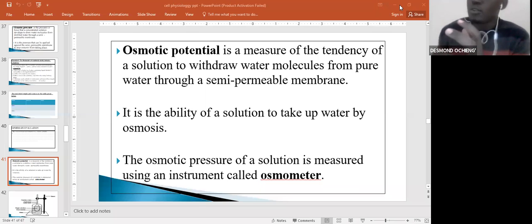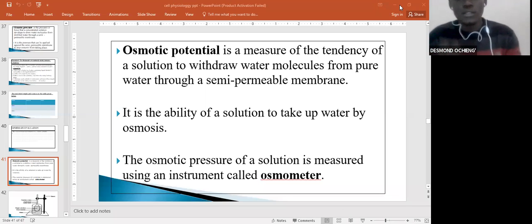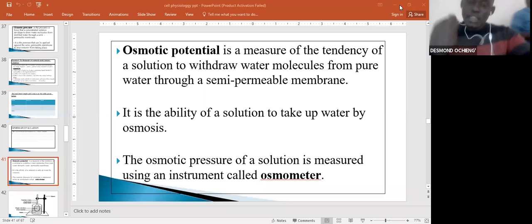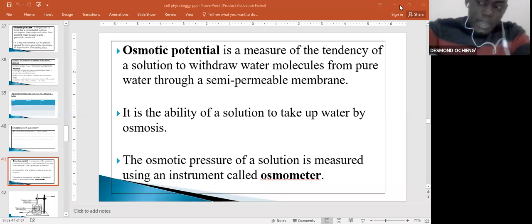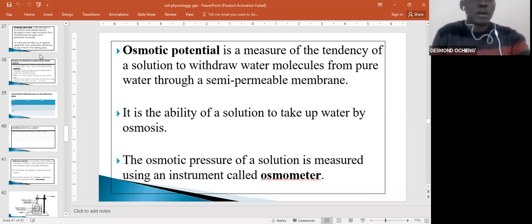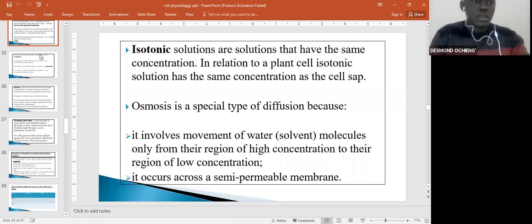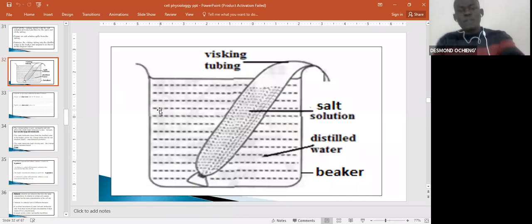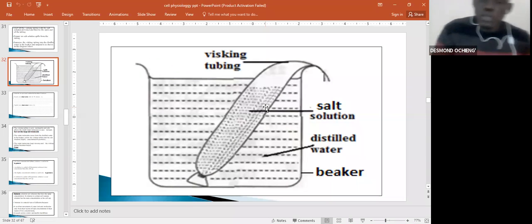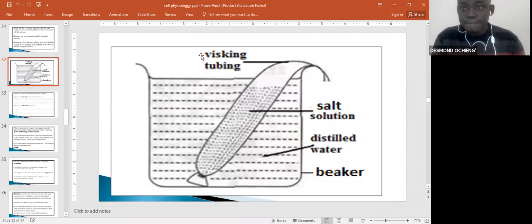If you have a highly concentrated solution and a lowly concentrated solution, you find that the highly concentrated solution is the one which has the ability to draw water molecules from that dilute solution. Let me just take you back to this diagram that we're using here for the experiment, okay? We have two solutions here, students. The first solution is the salt solution, which is inside the visking tubing. And the other one is the dilute solution, which is inside the beaker, okay?